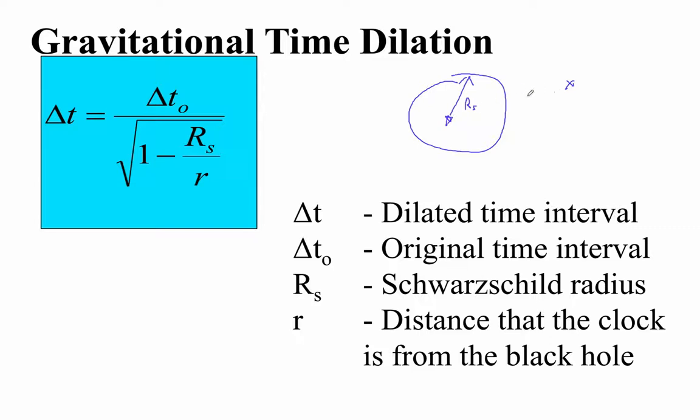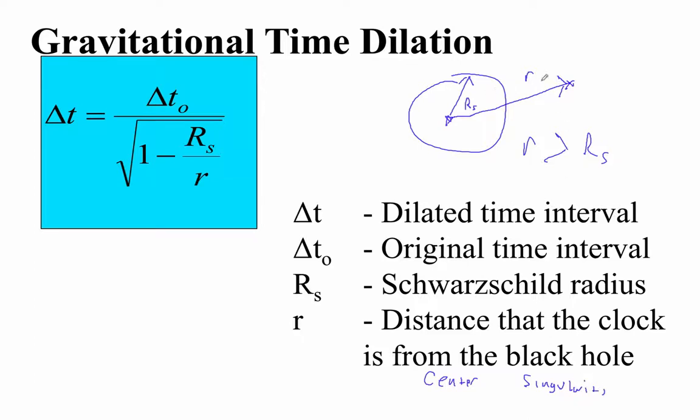Okay, so we are some distance r from the center. r, of course, is bigger than rs, right? And don't be fooled, because sometimes in the questions I'll say, oh, you're this distance from the event horizon. That's not what you want. You want from where you are to the center. So the distance that the clock is from the black hole, from the center of the black hole, from the singularity.